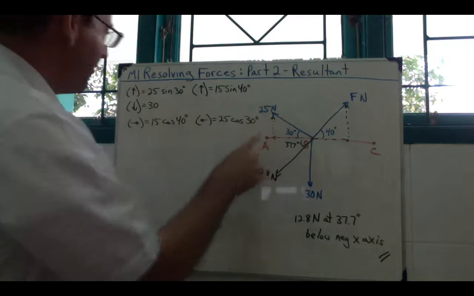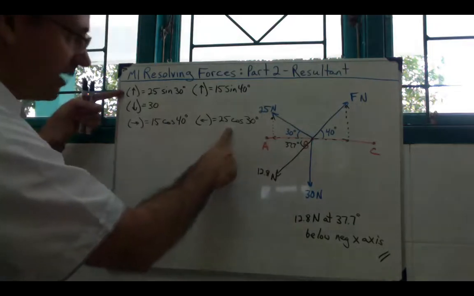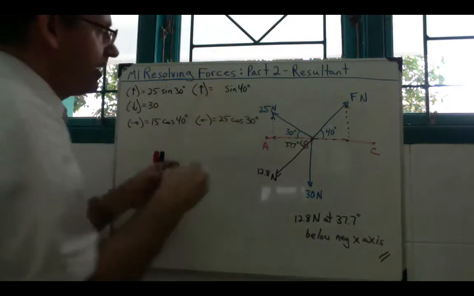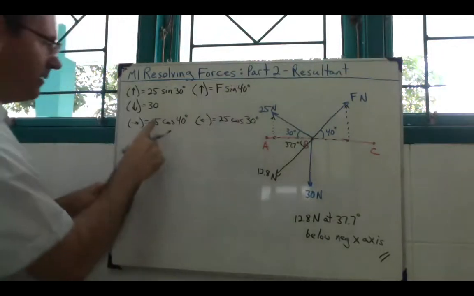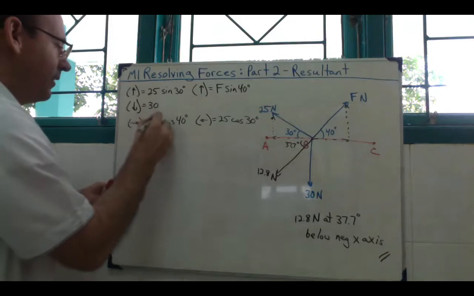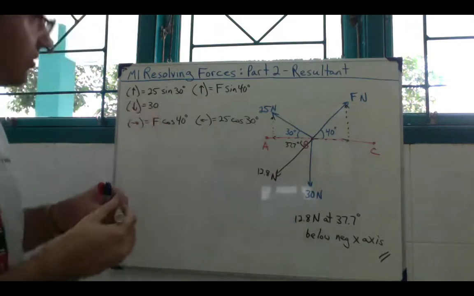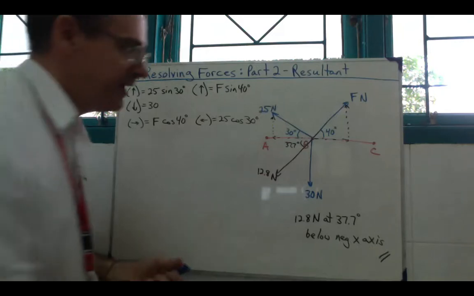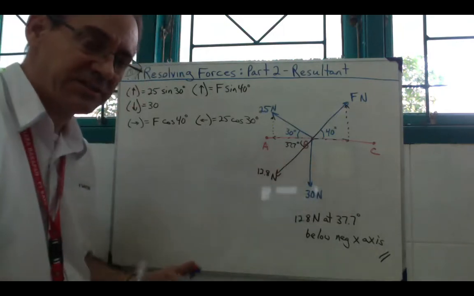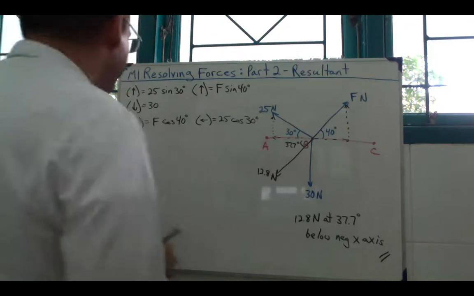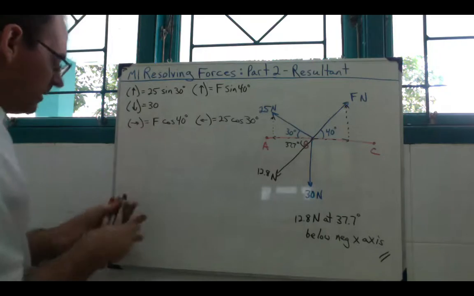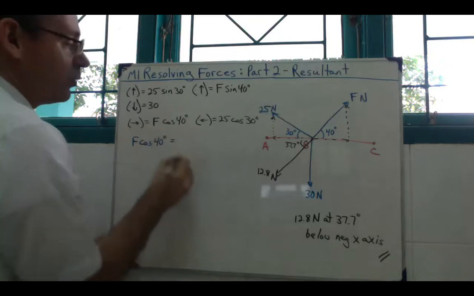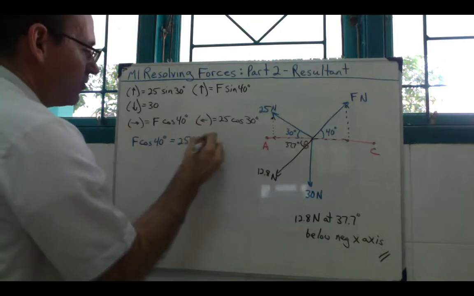As far as the 25 goes, that is still the same for the up and the left. As far as the 15, we're going to replace that now with our F. And that means this one also here is now an F. And the 30 is still the same. So all we had to do is swap out the 15 for F. And now the key here is that the horizontal forces are now balanced or equal 0. So our force F cosine 40 has to equal our 25 cosine 30.